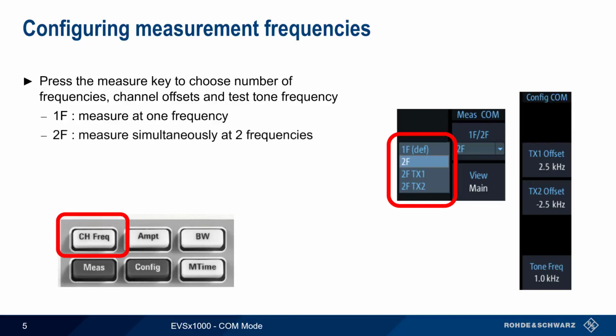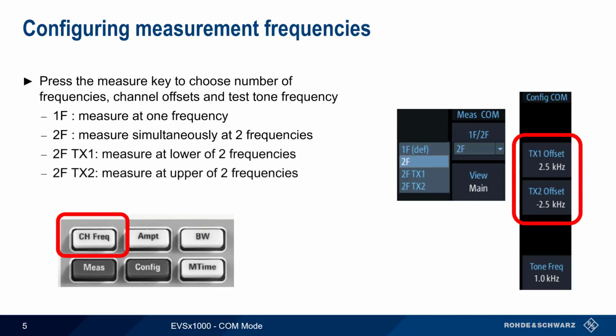2F measures simultaneously at two frequencies. Each frequency is offset from the configured channel by the TX channel offset parameters. Options 2F-TX1 and 2F-TX2 measure either the lower or upper of these two offset frequencies. And finally, the frequency of the tone used to modulate the channel, or channels, must also be given. This is either 1000 Hz or 1200 Hz.